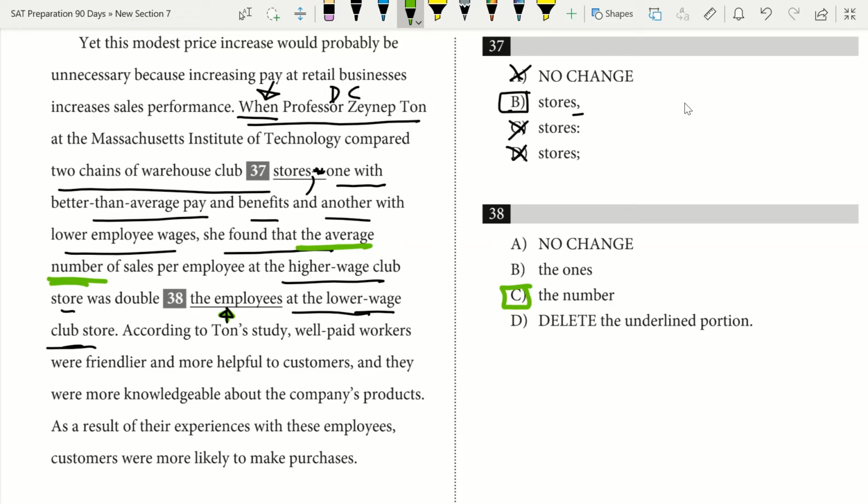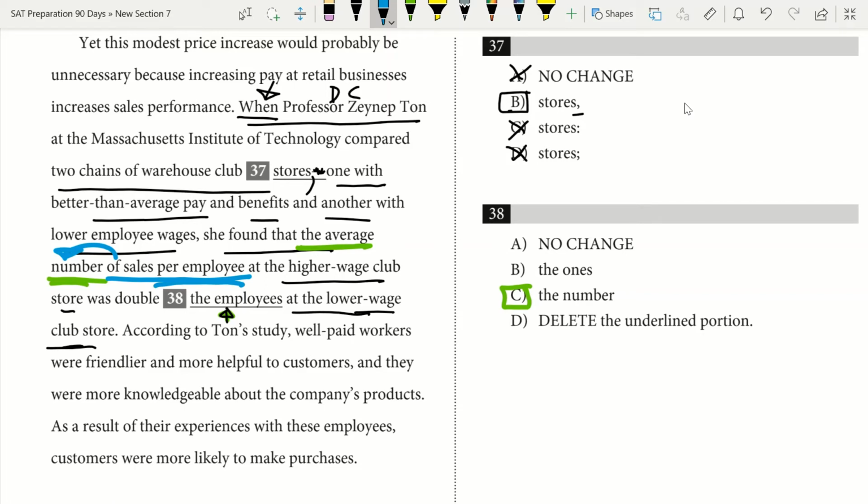Why can't it be the employees? I know that we see employee right here, but why can't we compare the employees? Well, we can't compare employees because of sales per employee is a prepositional phrase describing this average number. Okay, so if we have a prepositional phrase like that, we've got to keep in mind we're not comparing what's in the prepositional phrase, we're comparing the subject. The subject is the average number.